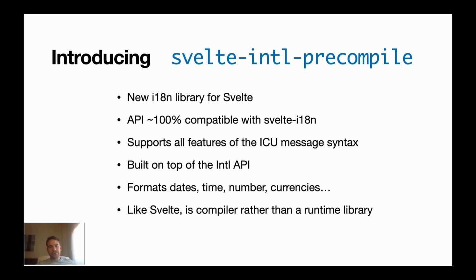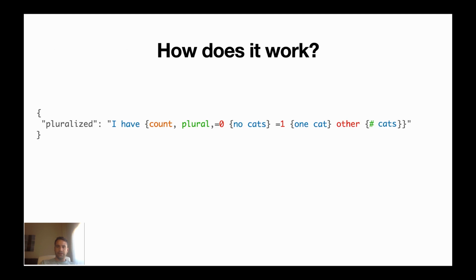So I want to introduce Svelte Intl Precompile. It's a new internationalization library built for Svelte. Its API is 100% compatible with Svelte i18n, which is one of the most popular i18n libraries for Svelte. It supports all the features of the ICU message syntax, and is built on top of the Intl API present in the browser and Node natively. So you can format dates, numbers, currencies, and whatnot. And like Svelte, it's not as much a library as it is a compiler. So let's check out how it works.